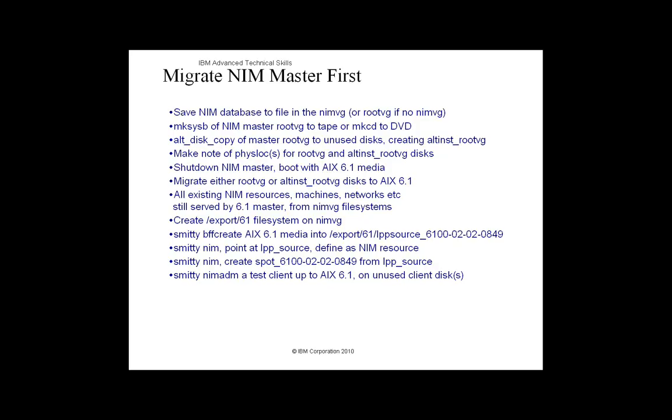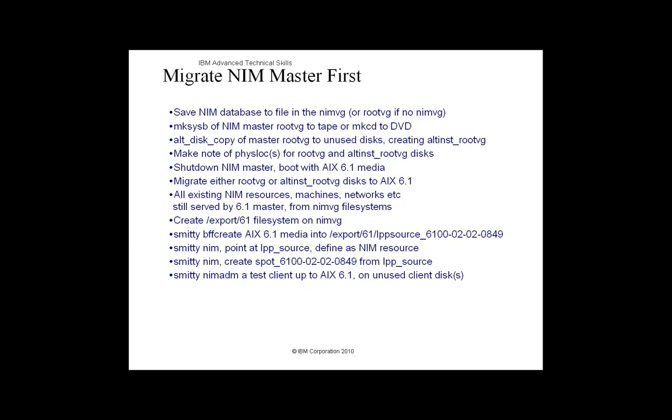And at that point, I will shut down the NIM master, and I'll boot AIX 6.1 media, or 7.1 soon if I have it, and I will migrate either the root VG disks or the alt_inst_rootvg disks up to the new level of code.